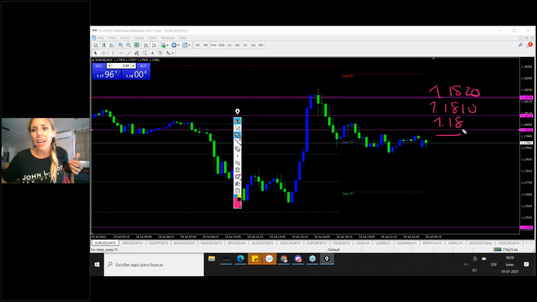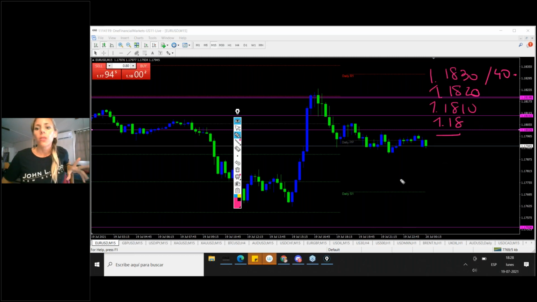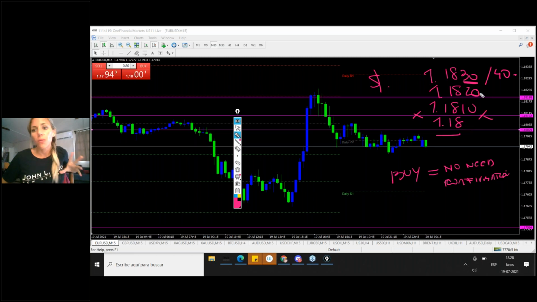You can just buy at any level of this because your actual target is 118.30, 118.40. You see the difference? So if the market opens for buyers, you don't need confirmation. No need of confirmation. So you can just buy at any level, but be careful with your target because you need to have enough room to reach your target and to make a profit out of it. You cannot just buy here at the end of your market range. You must buy at 118, 118.10, so you can reach the targets in the area.